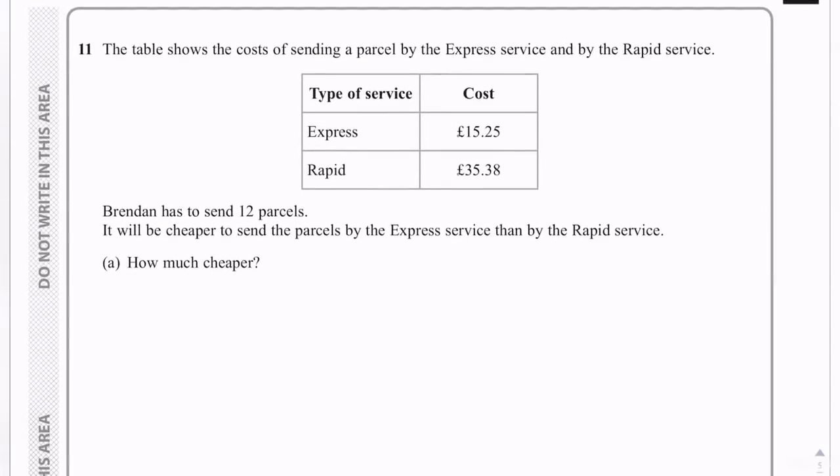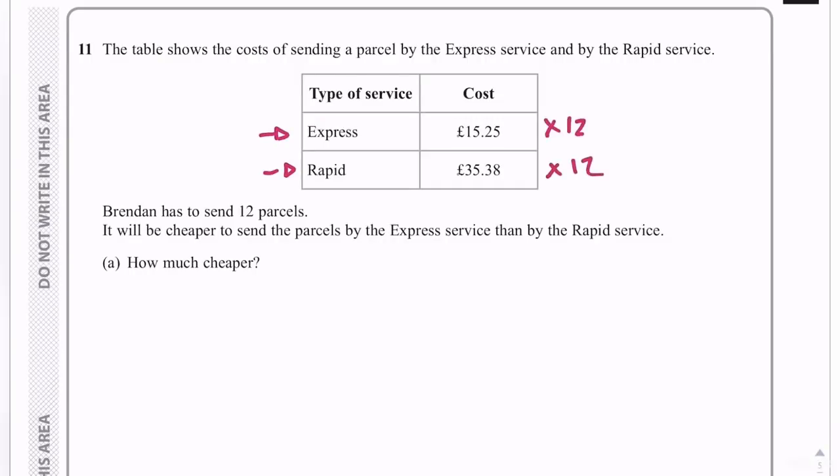Okay, so the table shows the cost of sending a parcel by the express service and by the rapid service. So we've got our two services here, express and rapid. Brendan has to send 12 parcels. It will be cheaper to send the parcels by the express service than by the rapid service. How much cheaper? So if he's going to send 12 parcels, we want to times both of these by 12.